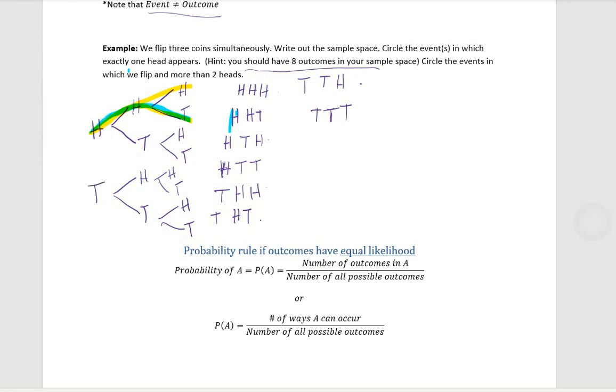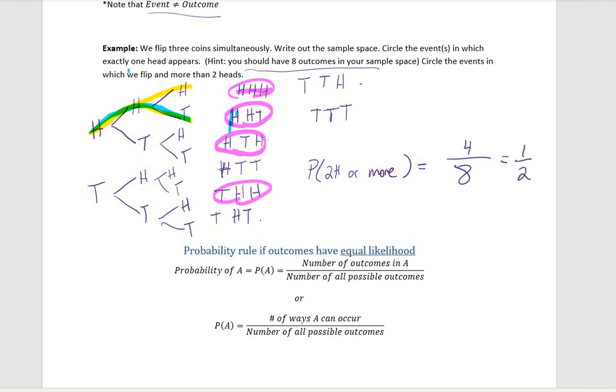So let's see. I have 3 heads here. I have 2 heads here. 2 heads here. That doesn't count. 2 heads here. And that's it. So the probability that I get 2 heads or more: I have 8 possibilities total, and out of that, I see my event 1, 2, 3, 4 times. So I have a 1 in 2 shot of getting 2 or more heads.